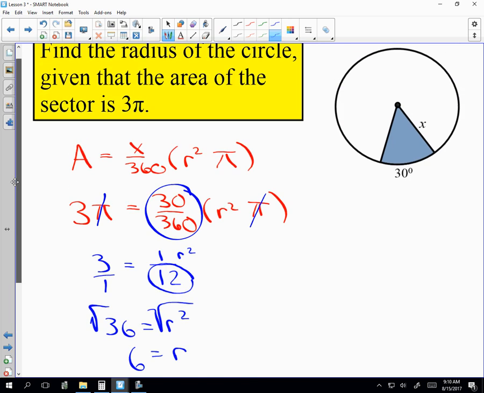Okay, so what we have to remember here is, like any area volume type of problem, always start with the formula, plug in what you're given, and you're either going to work it straight away or you're going to have to do some solving by moving pieces side to side, to isolate a value in the end.